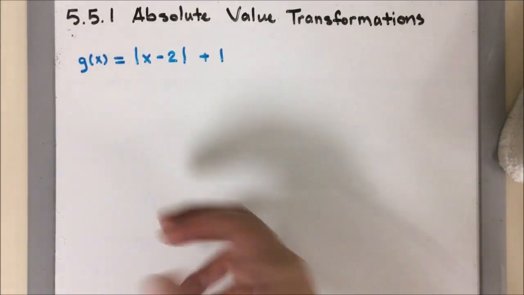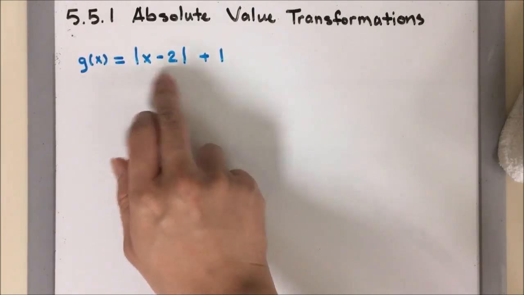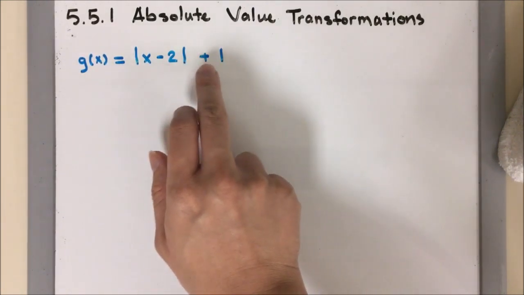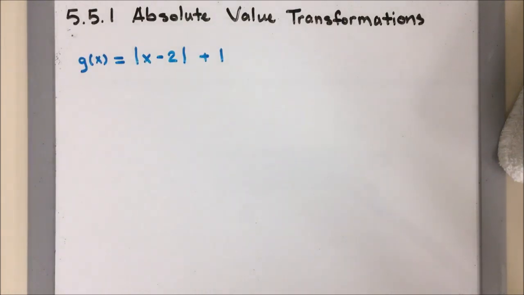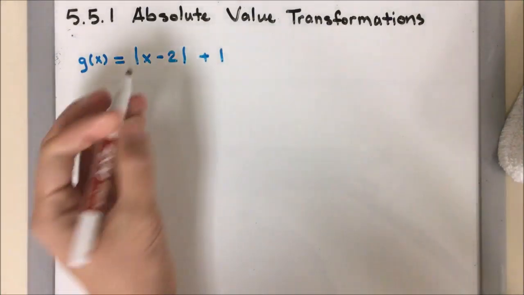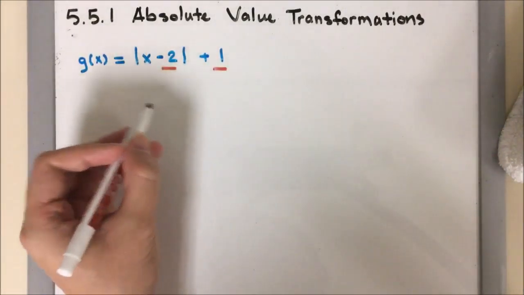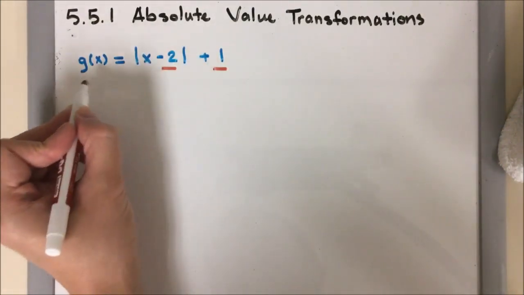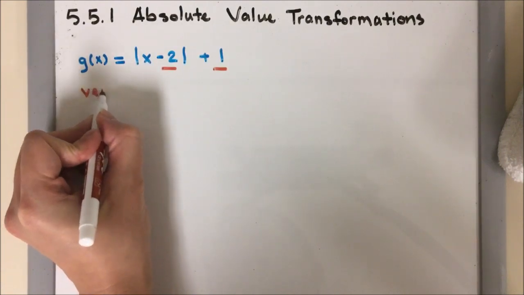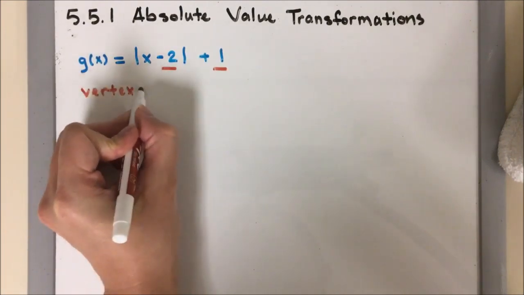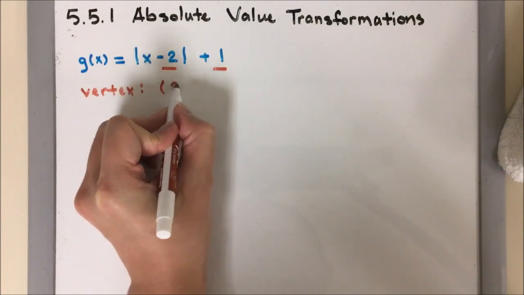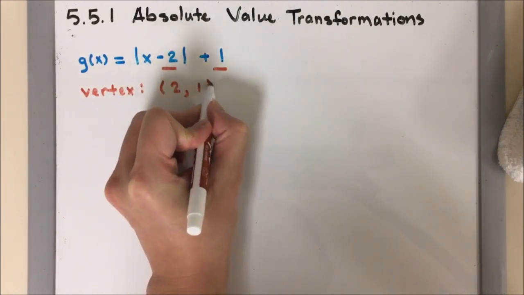Now we have the next function, g of x equals the absolute value of x minus 2, and then plus 1. So when it comes to graphing, it's always best that we find our vertex as our middle point. So in order to find our vertex, we just look at these 2 numbers here that I underlined. So using this function, the vertex will be at parenthesis +2, comma, +1, close parenthesis.